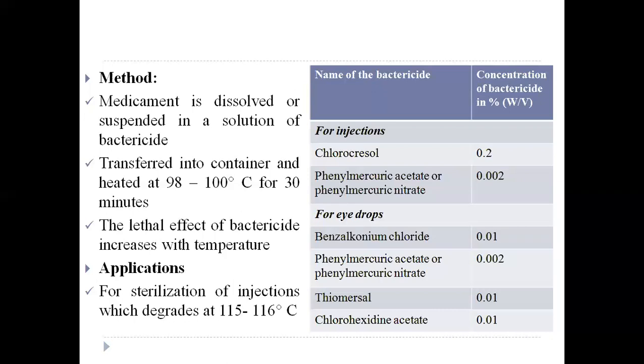In the case of eye drops, a very widely used antimicrobial agent is benzalkonium chloride. It is used in the concentration of 0.01% weight by volume. Phenylmercuric acetate or phenylmercuric nitrate is again used at around 0.002% weight by volume, whereas thiomersal is used at around 0.01% weight by volume, and chlorhexidine acetate is also used at 0.01% weight by volume.